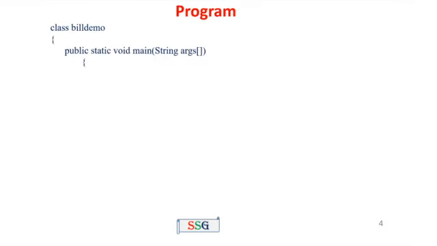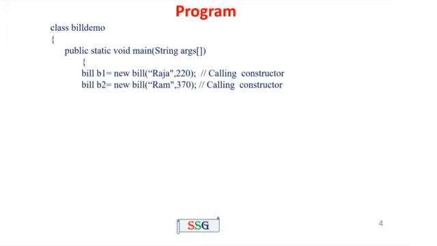Here the main program is in the class BillDemo. Public static void main String args. Now we have created the object: Bill b1 equal to new Bill. Inside the brackets you are passing the arguments Raja and 220. Here at the time of creating the object, we are passing two arguments. One argument is the string argument Raja. The second argument 220 is an integer value.